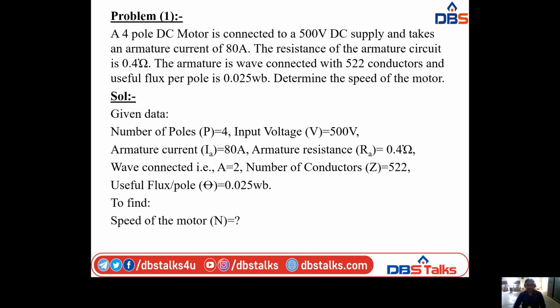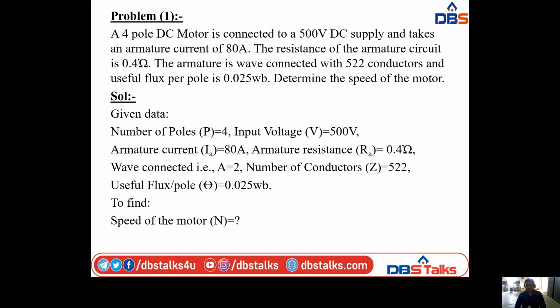Here they have given that a 4-pole DC motor is connected to a 500 volts DC supply and takes an armature current of 80 amperes. The resistance of the armature circuit is 0.4 ohms. The armature is wave connected with 522 conductors and useful flux per pole is 0.025 Webers. Determine the speed of the motor. So this is the given problem.